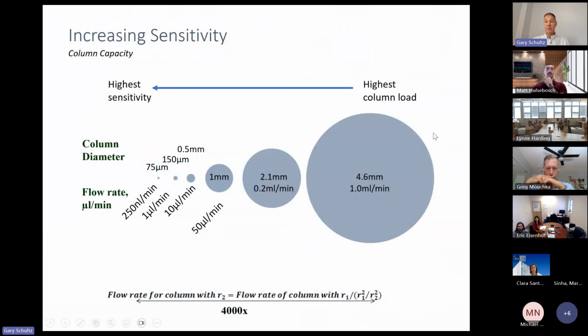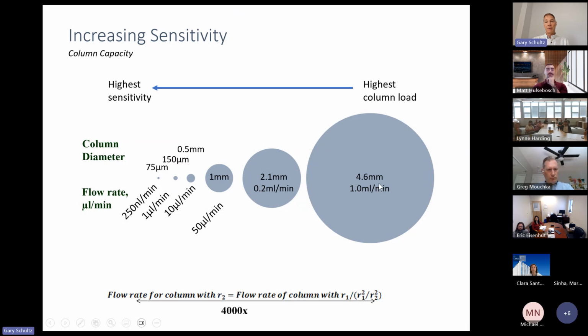There are, of course, benefits and trade-offs when choosing which column diameter to use. In addition to shrinking particle size, we also have the opportunity to decrease the column diameter. These circles physically represent the relative scale of a traditional 4.6 millimeter HPLC column that typically operates around a milliliter per minute, to, say, a column that operates with a 1 millimeter diameter at 50 microliters per minute.